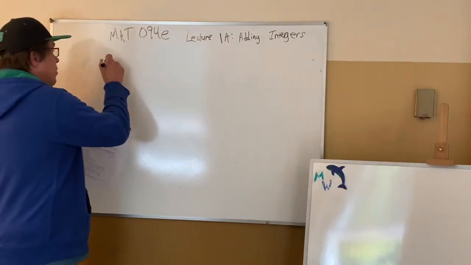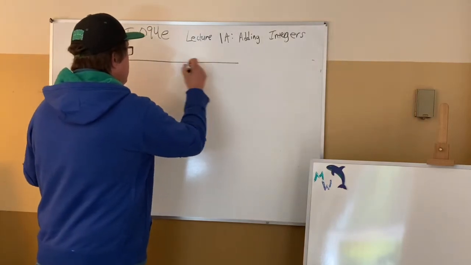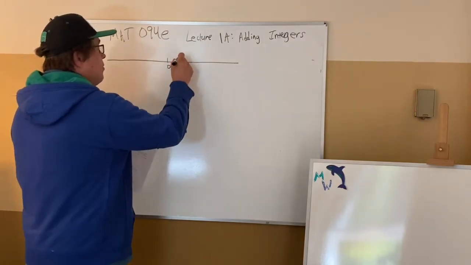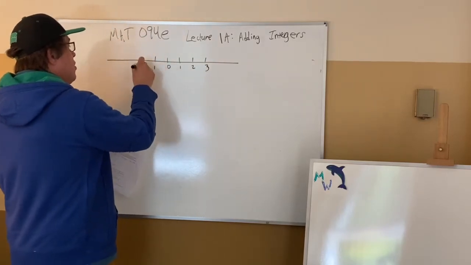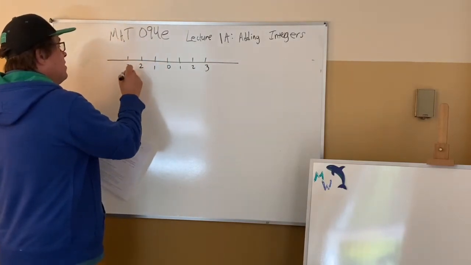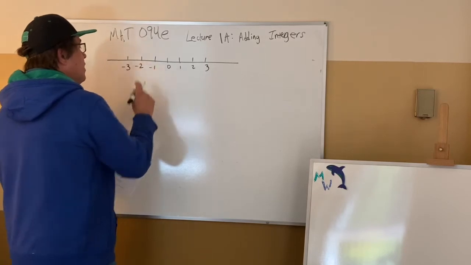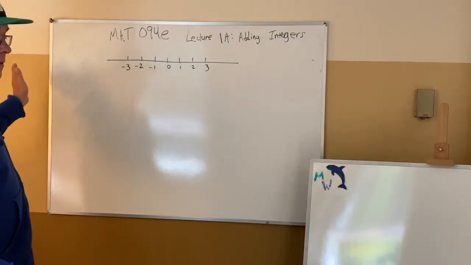So I want to put a number line up here. In the middle I'll put 0, and to the right will be the way we count: 1, 2, 3. To the left will also be the way we count, going out to the left. But these will be considered negative because they're going to the left instead of to the right.